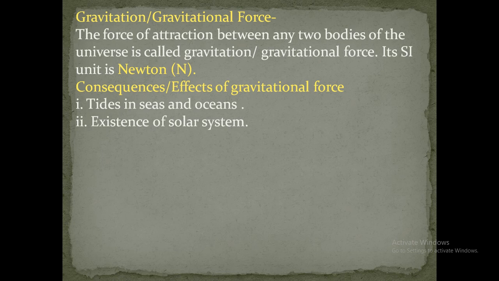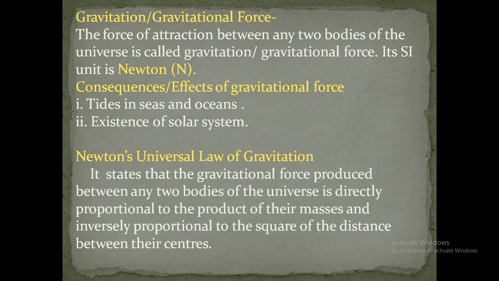Sir Isaac Newton has given one law, that is Newton's universal law of gravitation. It states that the gravitational force produced between any two bodies of the universe is directly proportional to the product of their masses and inversely proportional to the square of distance between their centers.